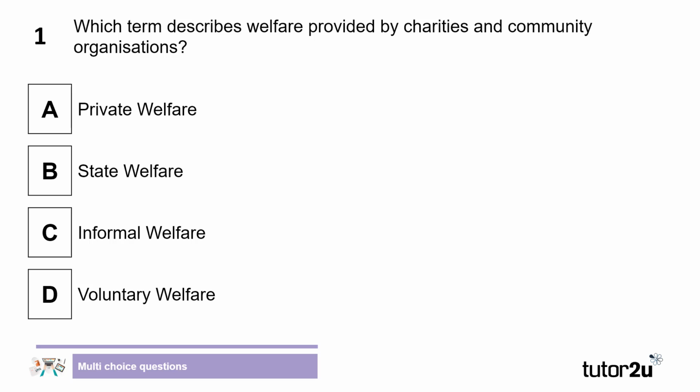Our final activity is a multiple choice question, and we're going to focus on the provision of welfare in this section. First question, which term describes welfare provided by charities and community organisations? Is it A, private welfare, B, state welfare, C, informal welfare, or D, voluntary welfare? Which is the correct answer? A, B, C, or D? And the correct answer is voluntary welfare.